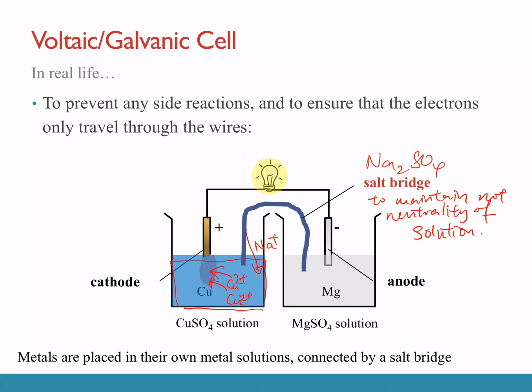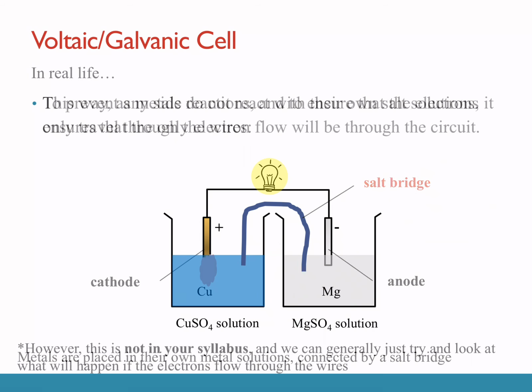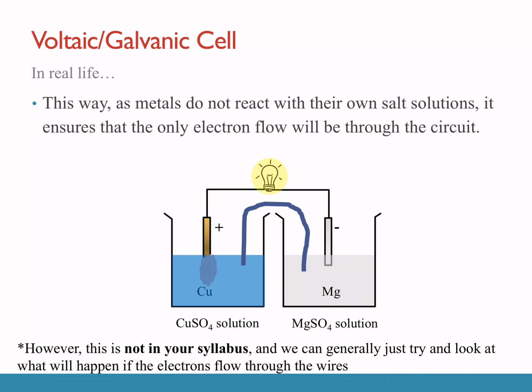On the right hand side, because your magnesium keeps becoming magnesium 2+, it becomes increasingly positively charged. So your sulfate ions will start to move in to ensure that the solution here is also neutral. This way, the metals do not react with their own salt solution and ensures that the only electron flow is through the circuit. But this is not in the O-level syllabus. We just generally try and look at what will happen if we assume that all the electrons flow through the wires. Okay? Assume.